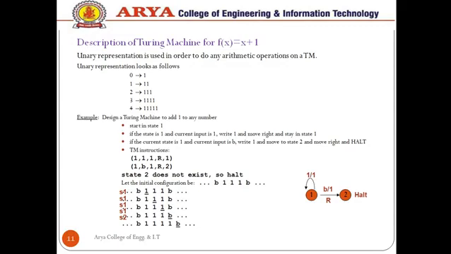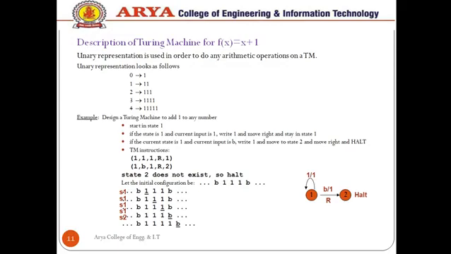There is a function f defined, and we have to find out one value added to some x value. Unary representation is used in order to do any arithmetic operations on a Turing machine. That represents like 0 is represented by 1, 1 is represented by 2 times 1, 2 is represented by 3 times 1, 3 is represented by 4 times 1, and 4 is represented by 5 times 1. Next is the example of this. Design a Turing machine to add 1 to any number, that is x + 1.